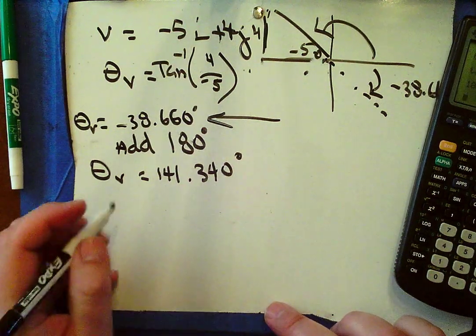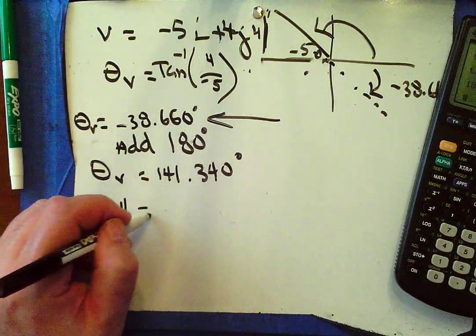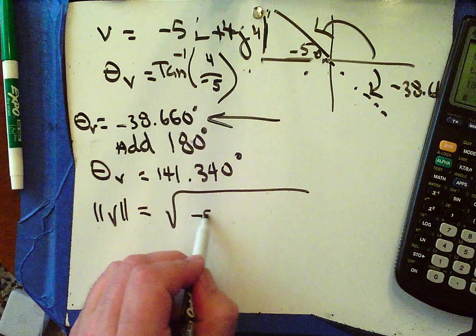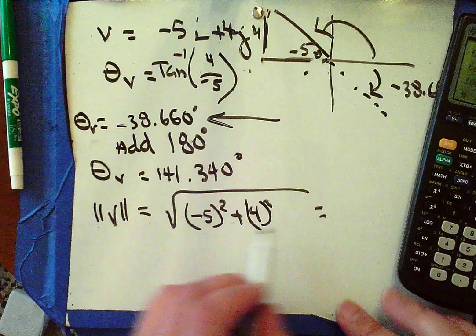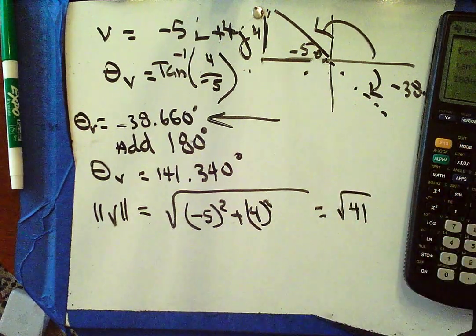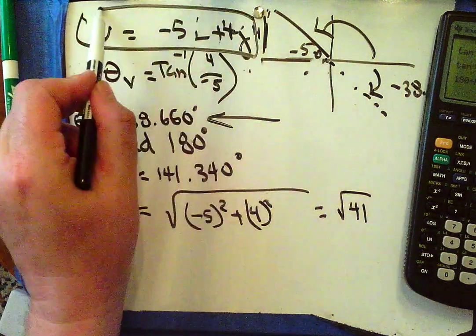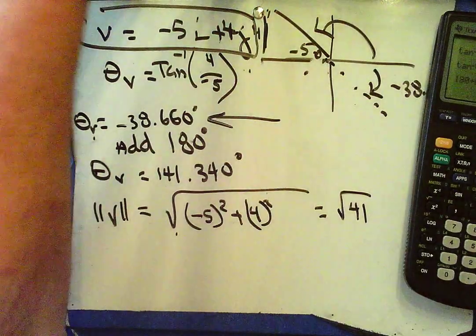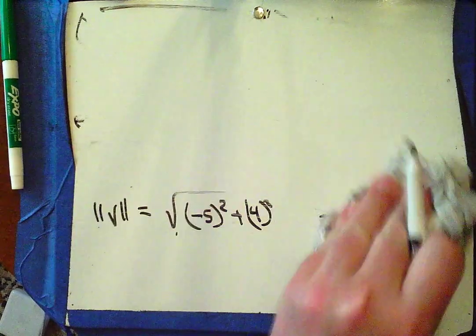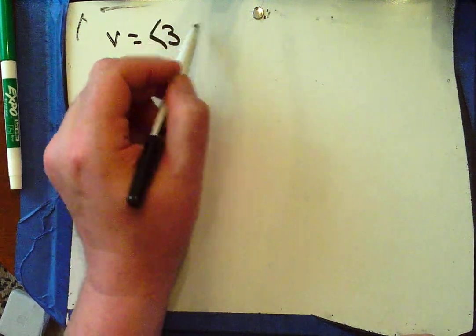All right, remember the other thing we needed to do was to find the magnitude of v, and we said the magnitude of v would be the square root of negative 5 squared plus 4 squared, which is 16 plus 25, or square root of 41. So here, given this special unit vector form, we were able to find the direction angle and the magnitude of that vector. Okay. What about v equals 3, 4?